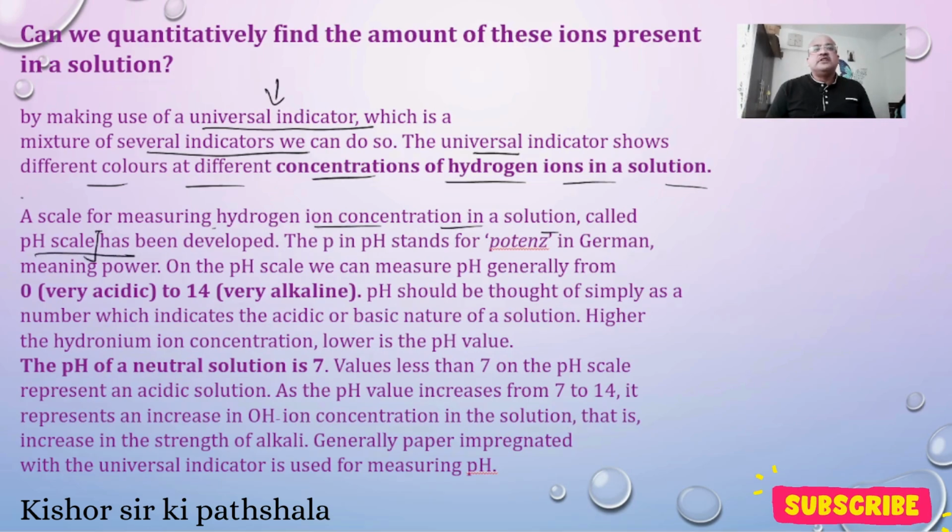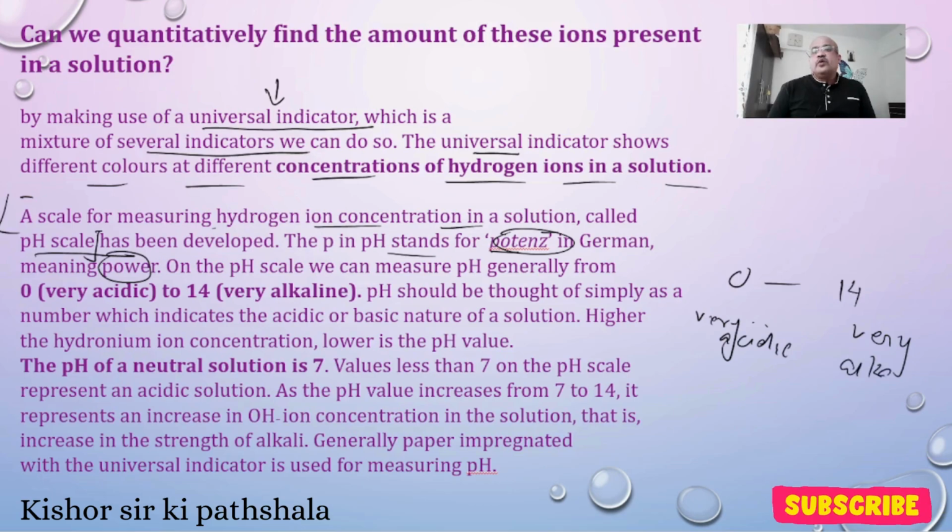So what is the pH scale? It is used to measure the hydrogen ion concentration in a solution. Here the P stands for potence. Potence in German means power. On the pH scale, we can measure pH generally from 0 to 14. 0 is very acidic, and here it is very alkaline. So acidic to alkaline, 0 to 14 is the range.